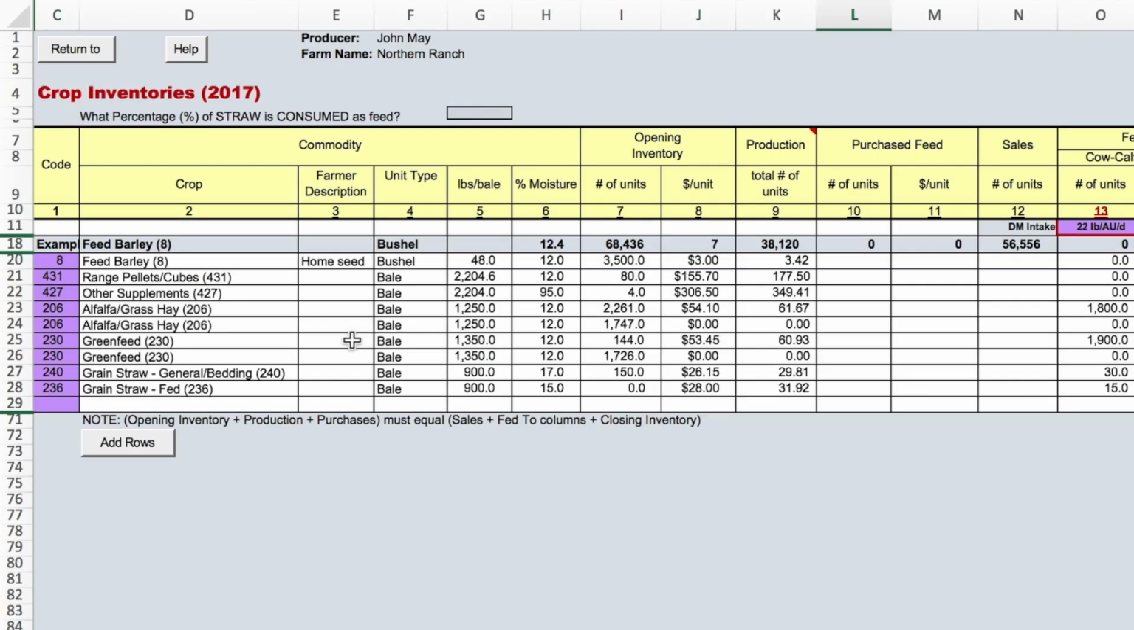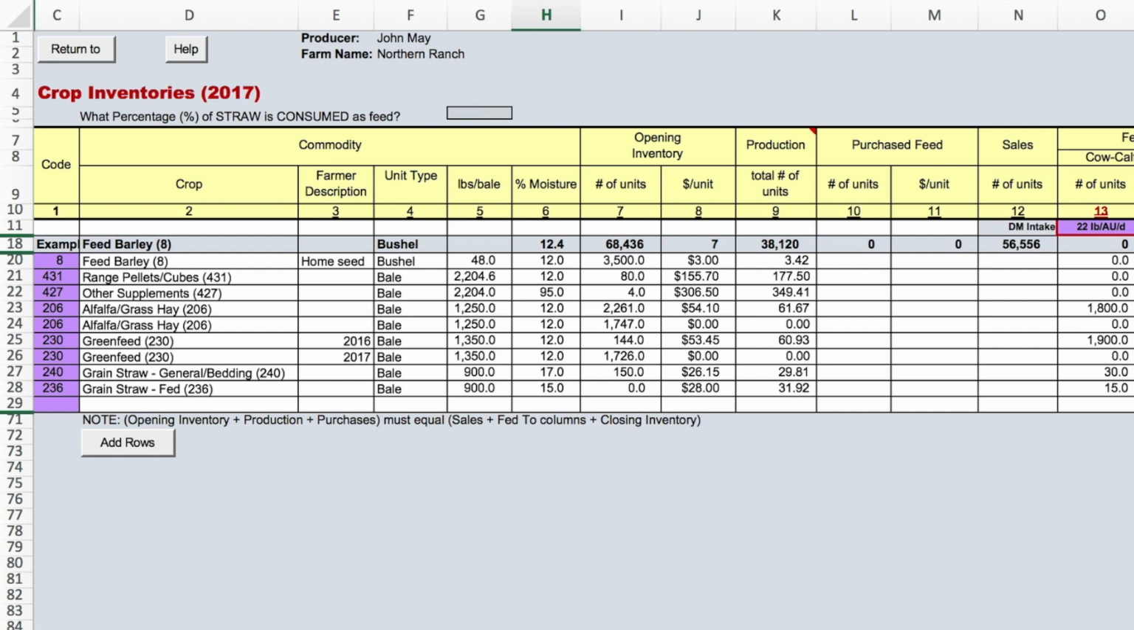It is helpful to enter each crop as a separate line, as the crop may be of different quality and value. A previous year's inventory may be separated for the same reasons or to keep track of what was fed to the livestock first. This can be identified in the farmer description cell.